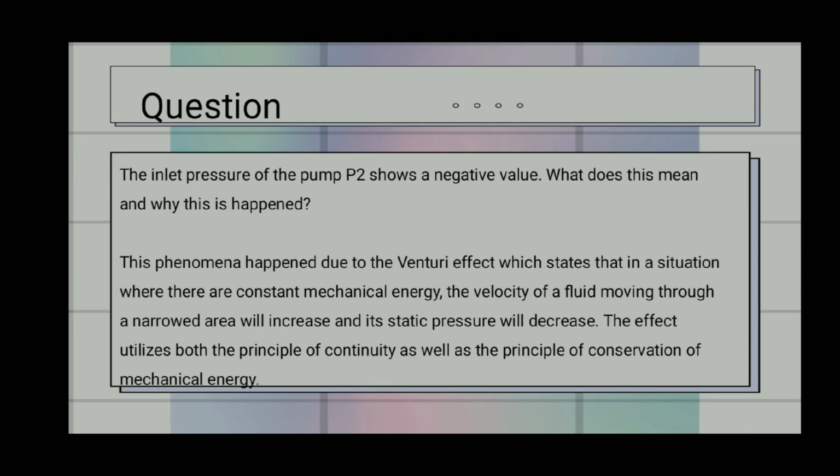This phenomenon happens due to the Venturi effect, which states that in a situation where there is constant mechanical energy, the velocity of a fluid moving through a narrow area will increase and its static pressure will decrease. The effect utilizes both the principle of continuity as well as the principle of conservation of mechanical energy.